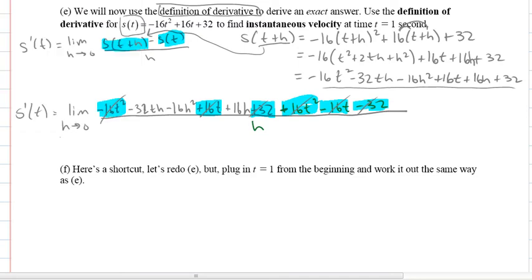So rewriting the limit. So the limit as h approaches 0 of negative 32th minus 16h squared plus 16h all over h. Now, in the top, I have a common factor of h. I can factor it out and cancel it with this one at the bottom. Or if you already understand that you can cancel one h at a time, you can just rewrite your limit.